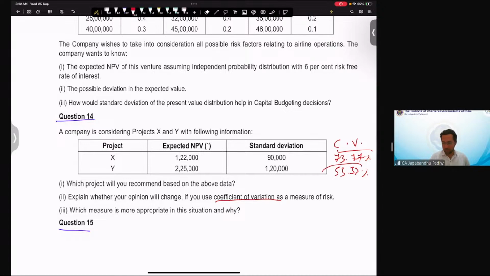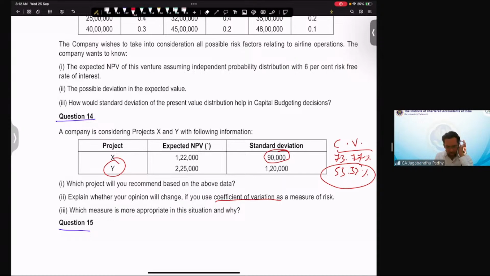Of course, it's going to be project Y because it's having a lesser coefficient of variation. Lesser coefficient of variation means risk per unit of NPV is lesser in case of project Y, right? So if you look at standard deviation, project X is preferred. If you look at coefficient of variation, project Y is preferred.